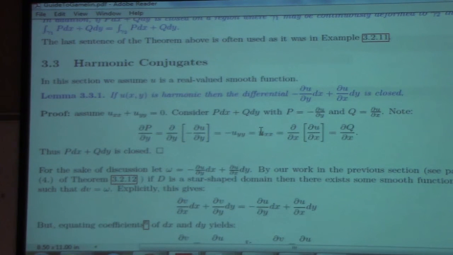And then later in this chapter or next chapter, we get Cauchy's theorem, which is just radically different than anything you've seen before. It's really different.